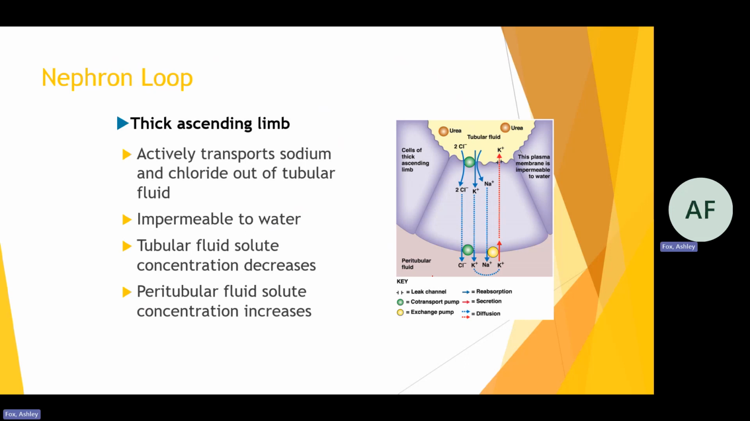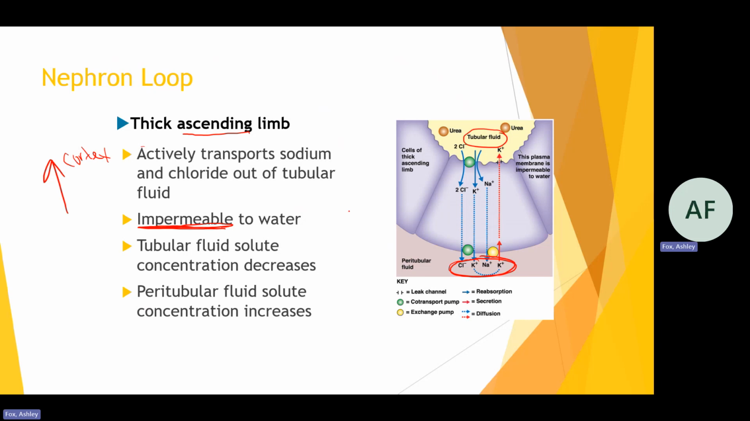So again, we're going to look at this. In the ascending limb, we're going up towards the cortex. That is where solutes can leave. So again, it's impermeable to water. Water can't leave. Water must stay. But we actively transport sodium and chloride out of the tubular fluid into the peritubular fluid, the fluid surrounding the nephron loop.